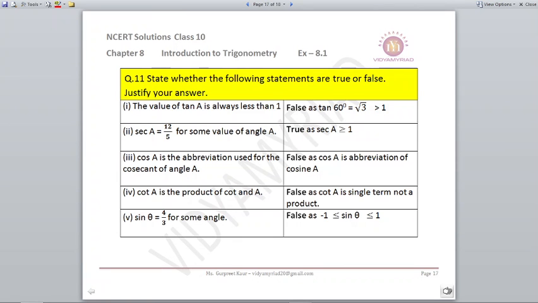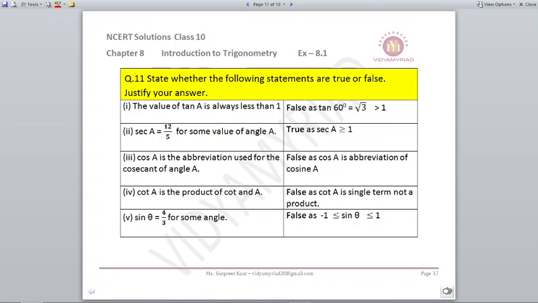Next, state whether the following statements are true or false and justify your answer. Number 1. The value of tan A is always less than 1. It's a false statement. We have various angles: 0 degree, 30 degree, 45, 60, 90 like that. And if we consider tan 60, the value of tan 60 is root 3, which is greater than 1. So we will say it's a false statement.